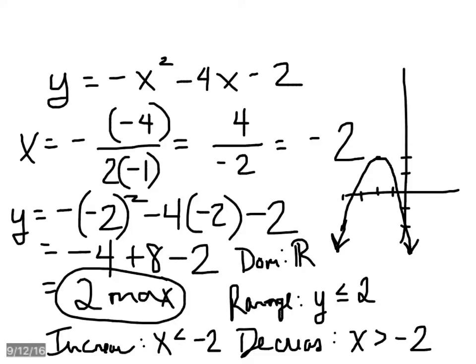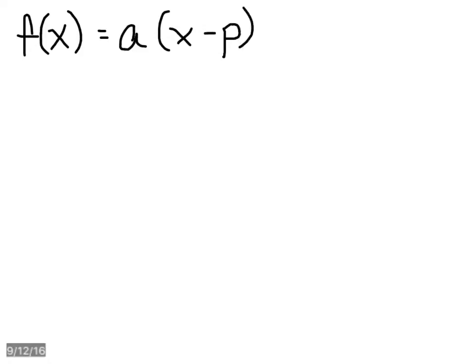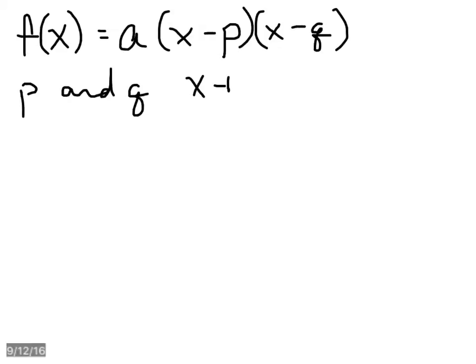Okay? Now, the last half of your assignment today is one more graphing type. I have one more formula for you. It's f of x equals a times x minus p times x minus q. And it'll be written like that, like a factored form. Okay? P and q are the x-intercepts. That's what P and Q are.